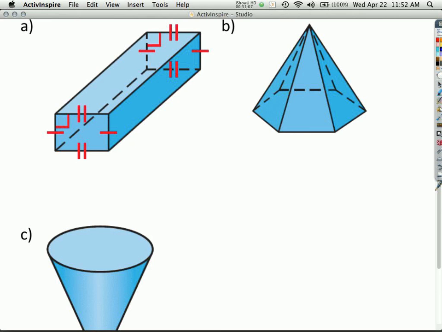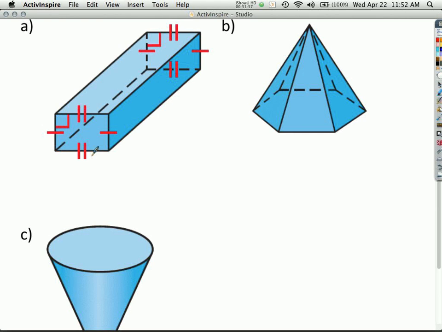A, give me a thumbs up if you believe that that's a polyhedron. Good, of course, it is. It is made up of polygons. So this would be, yes, a polyhedron. What about part B? Give me a thumbs up if that is a polyhedron. Yes, it is. What about part C, which I know it's cut off a little bit here, but you have the picture on your paper. Give me a thumbs up if that's a polyhedron. Okay, so nobody says it is.